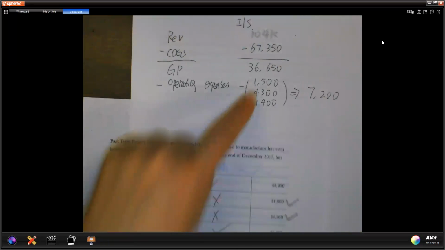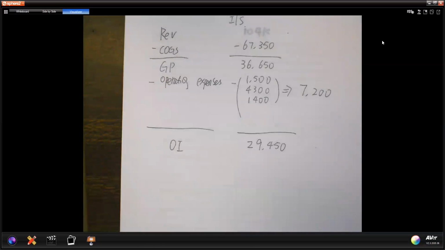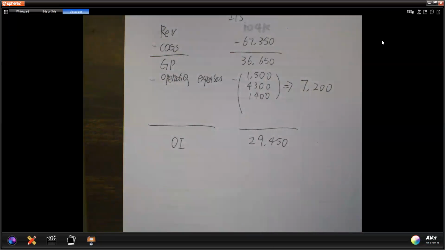So we have 3 operating expenses, right? 1.5, 4.3, 1.4. So that's your operating expense. So your operating income is 29,450. I really want you to make sure you get this one.